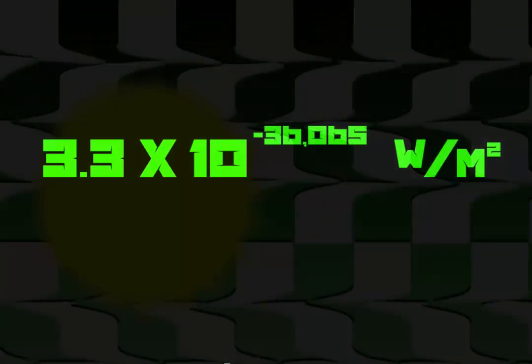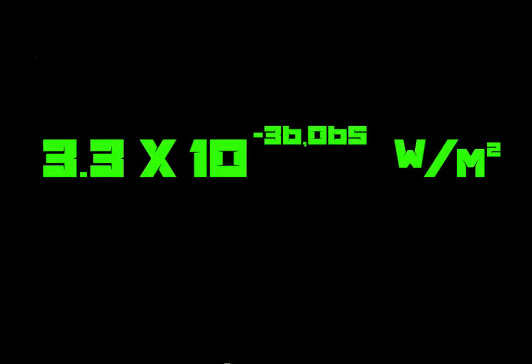Using Planck's law, I attempted to calculate how much gamma radiation the sun gives off. However, I quickly discovered that it gives off so little that none of the computers I have access to were able to deal with such small numbers. In trying to get a rough estimate of the sun's gamma output, I eventually came up with 3.3 times 10 to the negative 36,065 watts per meter squared.